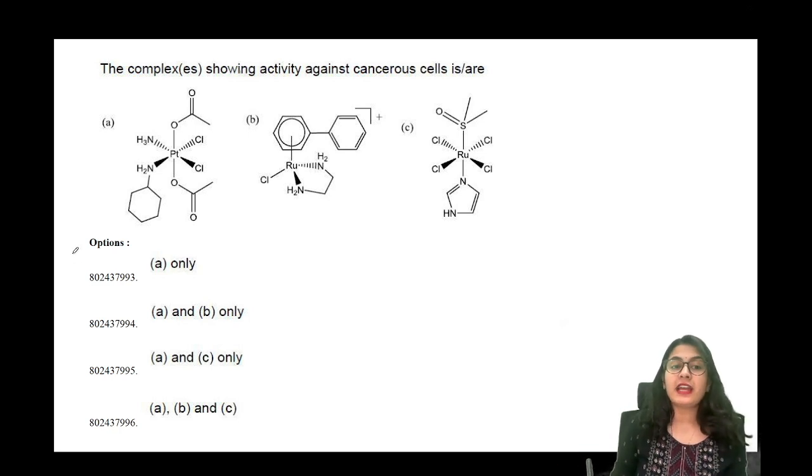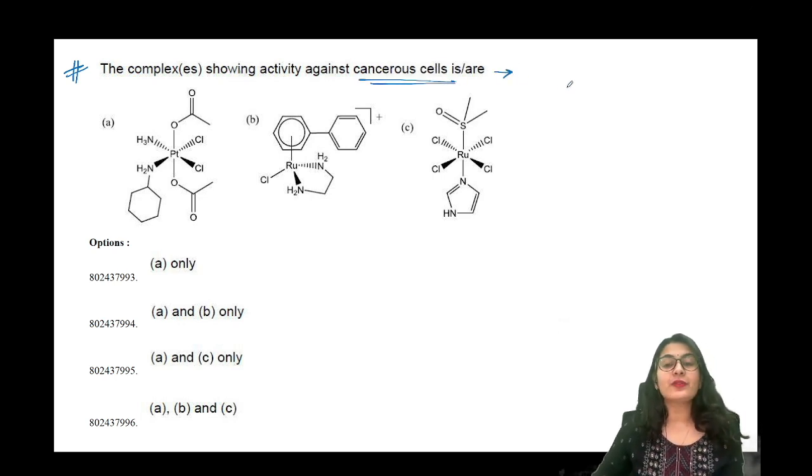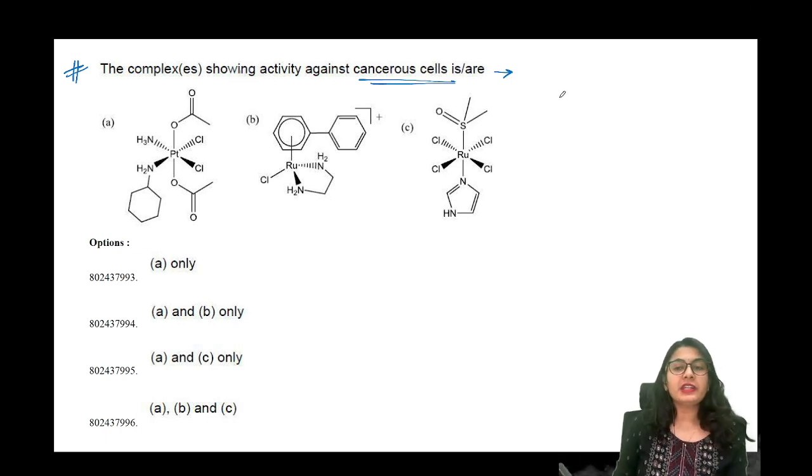As I told you guys, I will show you that this is a very important question which has been asked directly from your book Shriver and Atkins. In the last video I showed you all of these chemicals, so the same question has been asked. The complexes showing activity against cancerous cells is R. Which of these will show anti-cancer activity and can be used for the treatment of cancer? Take a minute and then answer.